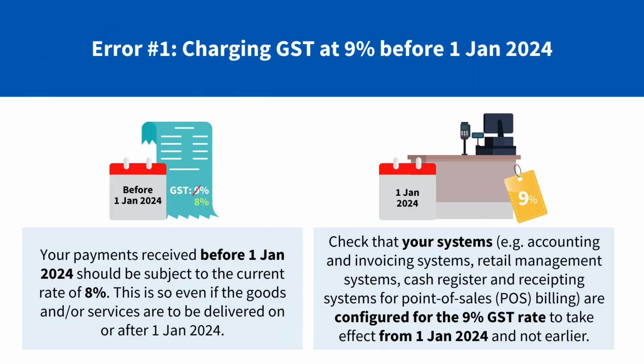You should not charge GST at 9% before 1st January 2024. For example, if you receive payments before 1st January 2024, you should charge GST at 8%, even though the goods or services are to be delivered after 1st January 2024. You are also advised to ensure your systems apply the correct GST rate. The 9% GST rate should be charged only with effect from 1st January 2024 and not earlier.